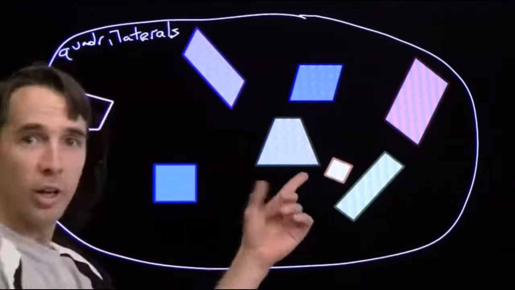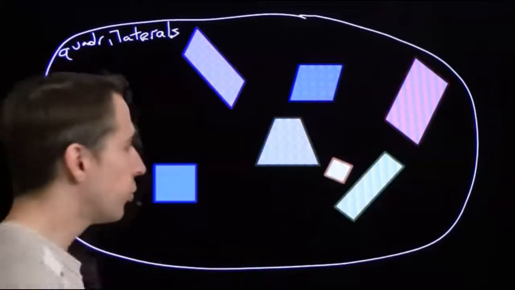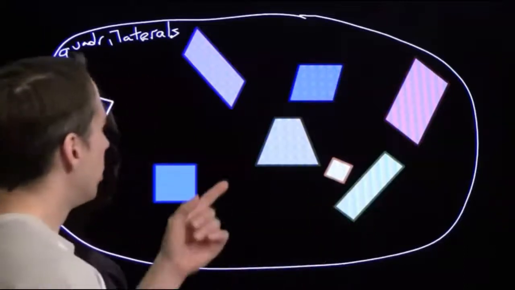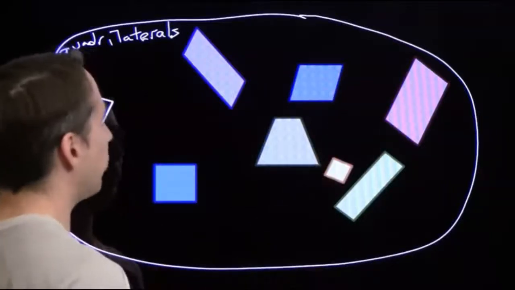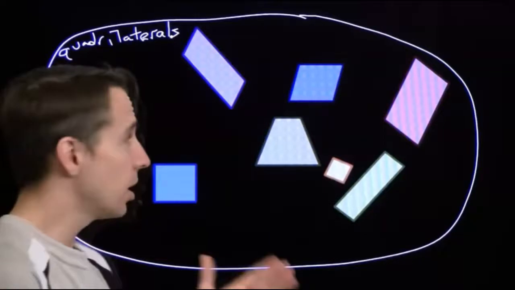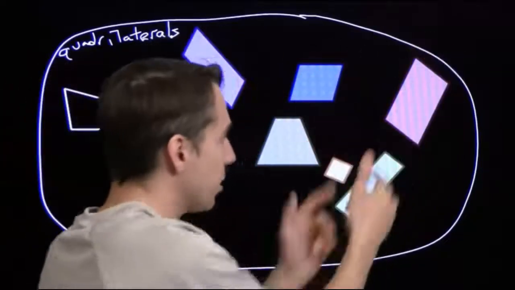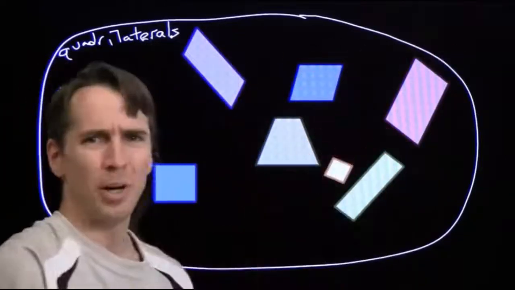Now we got some squares there. All the angles are equal. All the sides are equal. Got a rectangle. All the angles are equal. A rhombus. All the sides are equal. Parallelogram. Oh, we got a whole mess of parallelograms. Both pairs of opposite sides are parallel. That's a parallelogram. But the rectangle, that's a parallelogram as well.